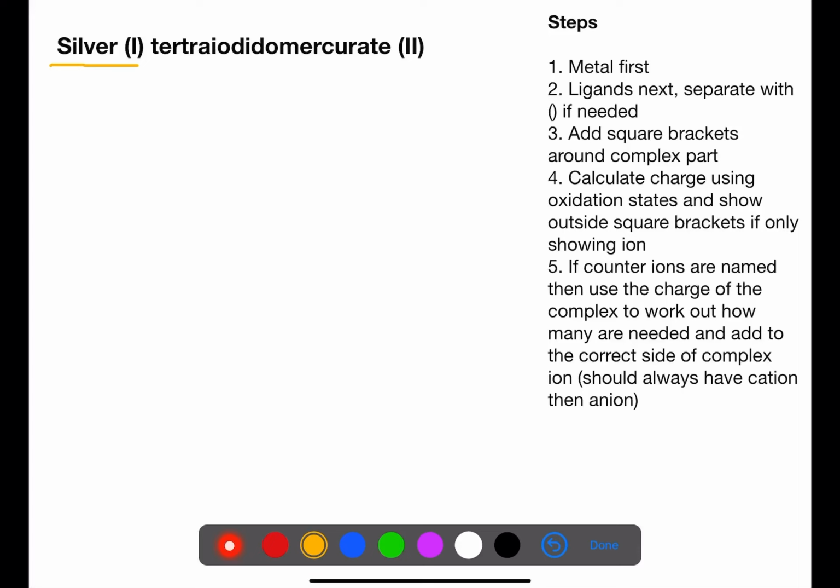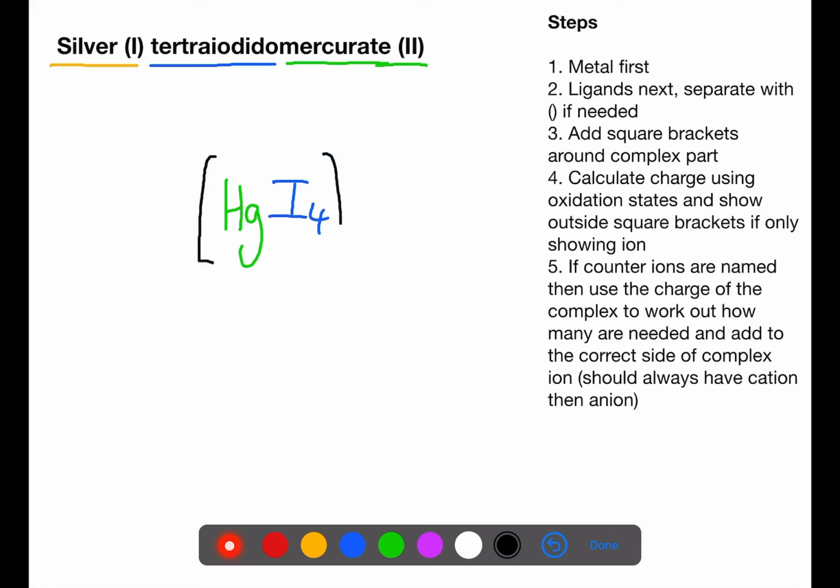Here we have silver 1, tetraiodido, mercurate 2. The first thing we need to do is to find the symbol for the transition metal, which is Hg. We then have tetraiodido ligands, so we've got 4 iodido ligands joined on, and we can put the square brackets round. The mercury has a 2 positive charge, and each of the iodido ligands has a 1 minus charge, so 4 minus overall. This means that the square brackets has a 2 minus charge. The silver has a 1 positive charge. Therefore, we need to have 2 silver ions to balance the charge, so it'll be Ag2.